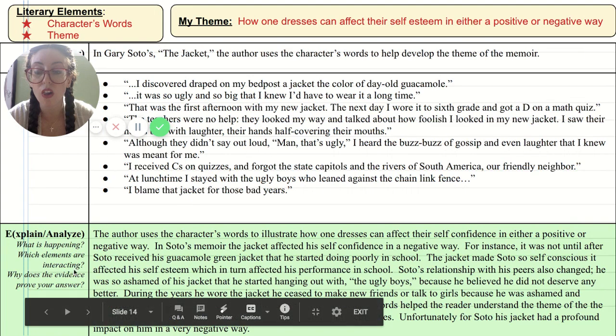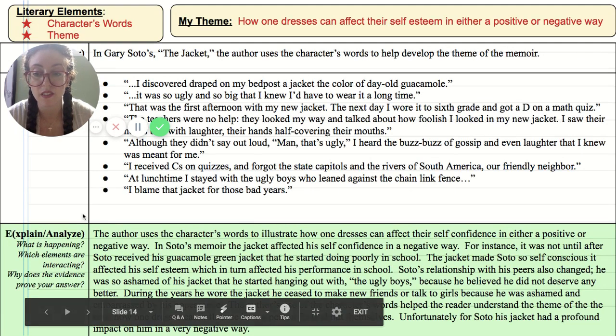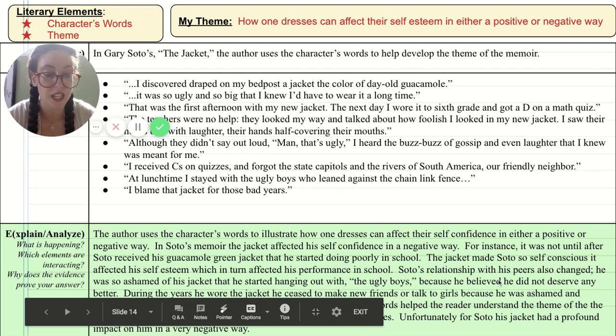So this is all analysis because I inferred how the jacket affected Gary Soto and how it influenced how he felt about himself. And I used all this evidence to get to my analysis. Because nowhere in the paragraph did it ever mention that he was embarrassed or ashamed. I inferred it, which is why it is analysis.